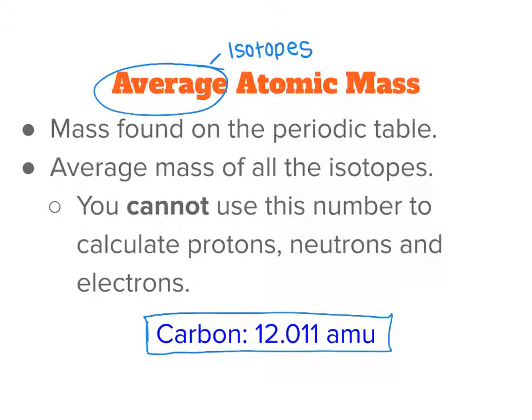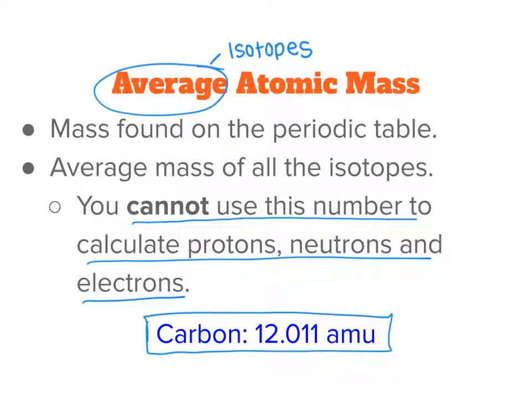And remember, the isotopes are a different number of neutrons, same number of protons and electrons. This might seem weird because it's 12, 13, and 14. It's actually something called a weighted average. And so it isn't an easy average to calculate. So we won't be calculating average atomic mass. You can simply find it on your periodic table. Keep in mind, you cannot use this number to calculate the protons, neutrons, and electrons. So you should never round the average atomic mass and use it. You need the isotope mass number to do the calculations we just did.